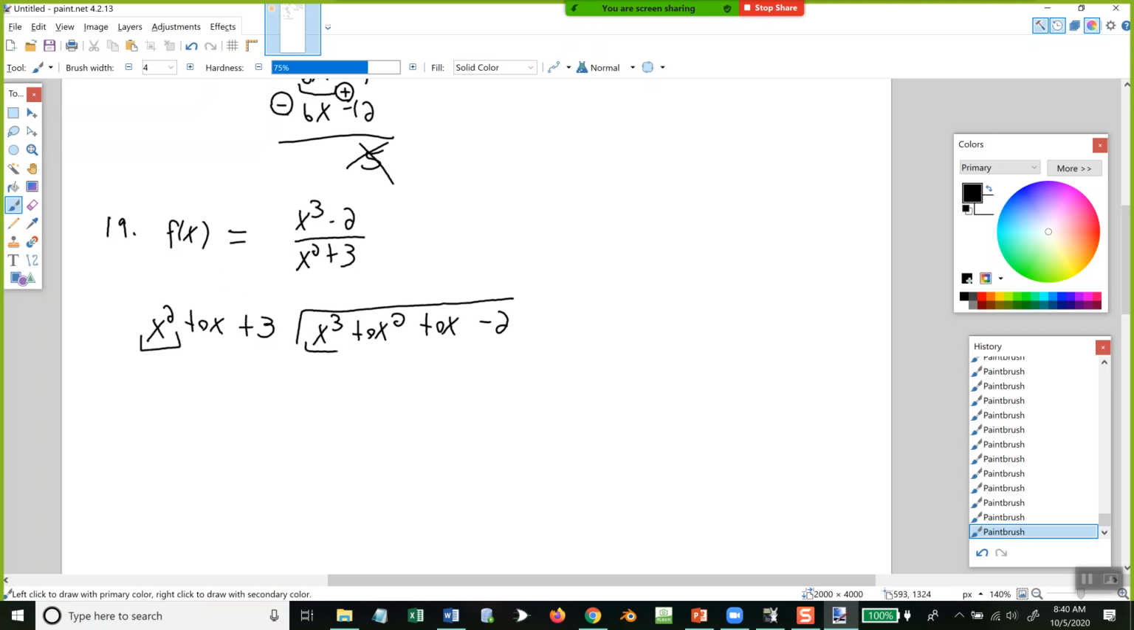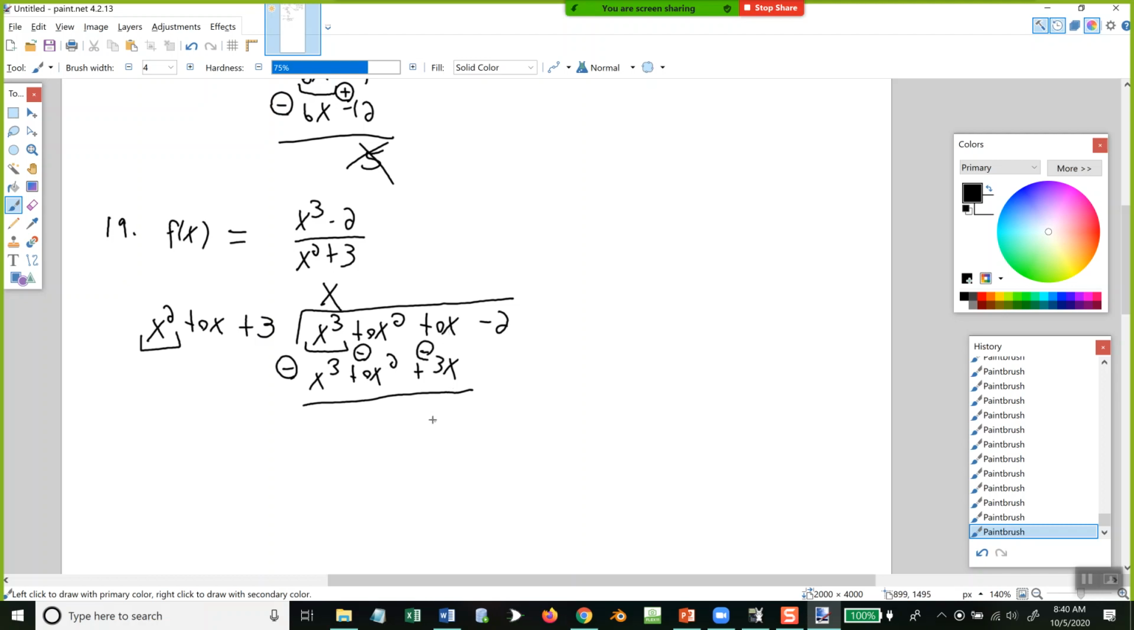Take a look at the first term of each side, what goes up on top. You ask yourself what times x squared gives you x to the third, and that'd be x. X times x squared is x to the third. X times 0x is 0x squared. X times 3 gives us 3x. Subtract that, so we flip signs. X to the third minus x to the third drops away. 0x squared minus 0x squared drops away. 0x minus 3x is negative 3x. Bring down the minus 2.